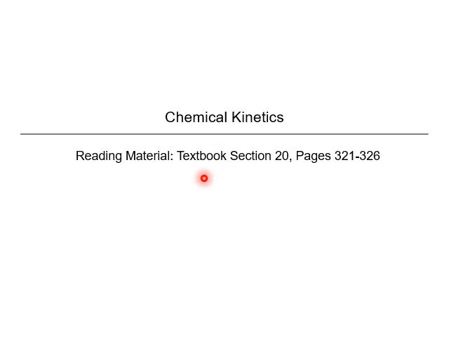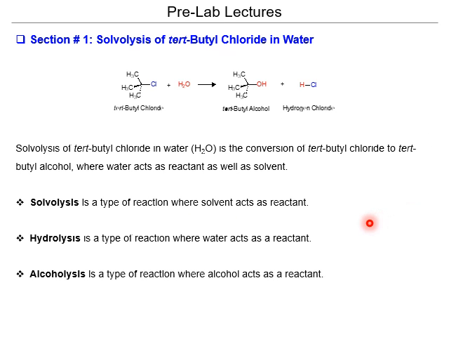Hello everyone. Today's experiment is about chemical kinetics. We're going to consider kinetics and the rate of a reaction. The reaction we're going to consider is the formation of tertiary butyl alcohol from tertiary butyl chloride in reaction with water. So here water is a reactant.